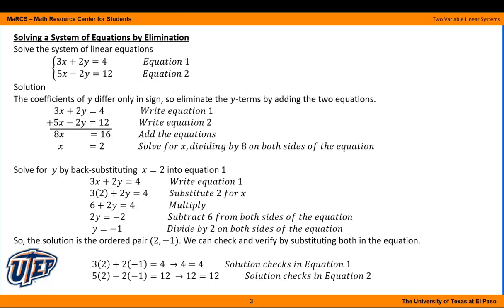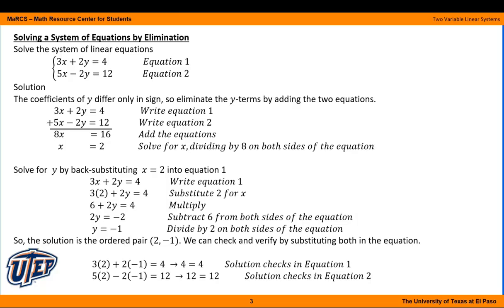Let's solve this system. 3x plus 2y is equal to 4, and 5x minus 2y is equal to 12. Notice that the coefficients of y are already opposites. Because 2y and minus 2y cancel when added, we simply add the equations, and this gives us 8x is equal to 16. Dividing by 8 gives x is equal to 2.